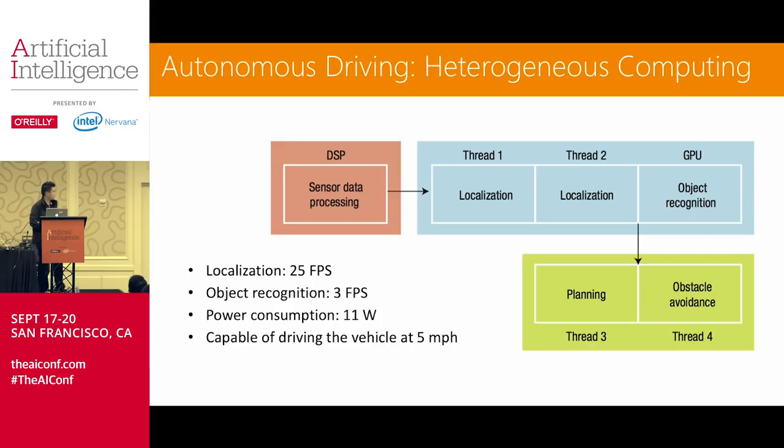Then it turns out the performance is not bad at all, even on a cell phone. For localization, it's able to process 25 frames per second. For object recognition, 3 frames per second. Kind of slow, but still works. 11 watts. We were able to drive a small vehicle at 5 miles per hour with this simple chip. So wow. If we give it a little bit bigger chip, then it can handle a much bigger workload. So that's what we use. We use NVIDIA Jetson series of chips that help us bump the speed up to 20 miles per hour.